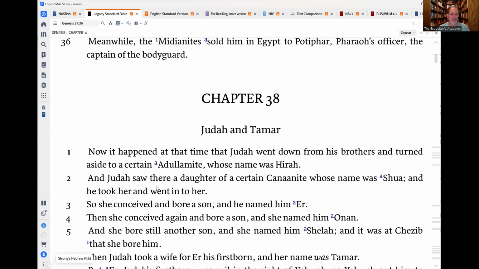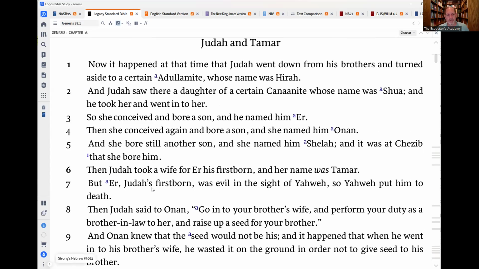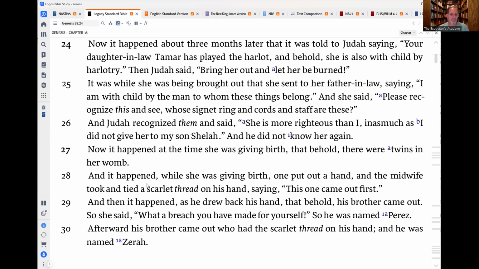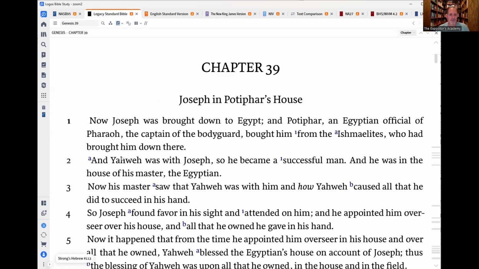And then we had chapter 38, which was sort of a side story within Genesis, with Judah and Tamar. Very strange account, but we talked about this in the last session and how this might connect within the Joseph narrative. And then we come to Genesis 39, and it sort of picks up again from the end of 37.